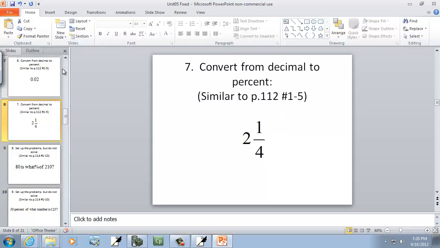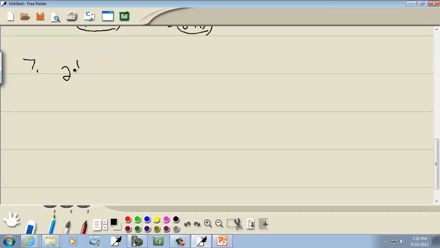Okay, this says convert from decimal to percent. Well, this is another one that has a fraction in there. So we're going to get rid of the fraction. It's kind of hard to move your decimal point if you have fractions in there instead of decimals. So if I come over here, 1 divided by 4.